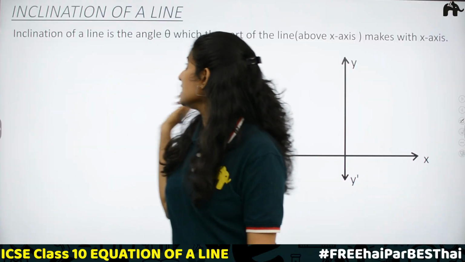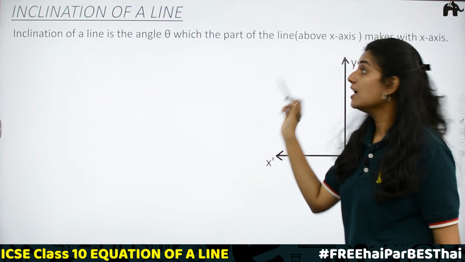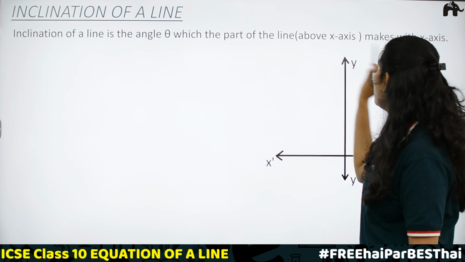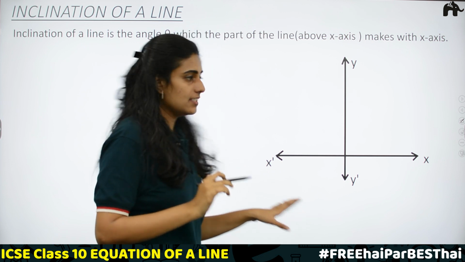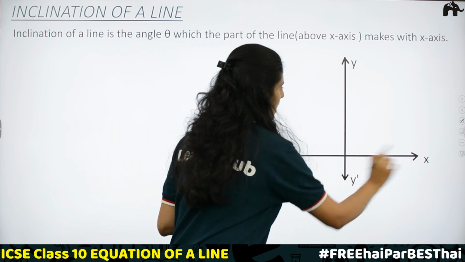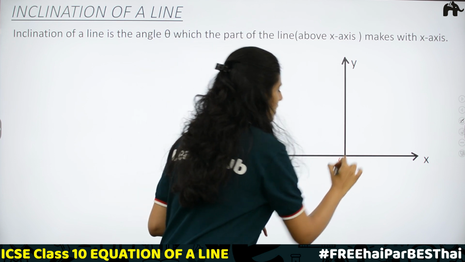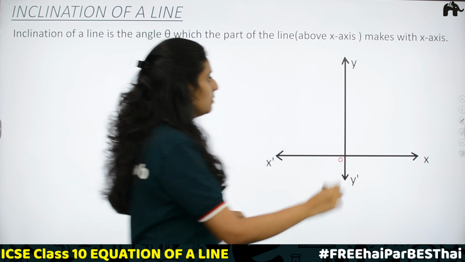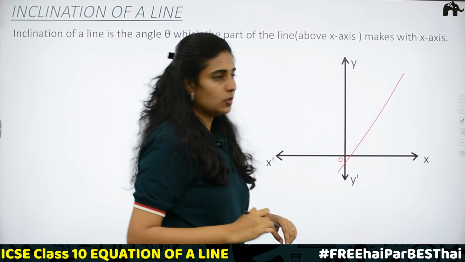First concept is inclination of a line. Inclination of a line is the angle theta which the part of the line above x-axis makes with x-axis. Consider the coordinate axis. Here we have x-axis and this is our y-axis. And this point will be origin. Now, I am considering a line. This is my line.